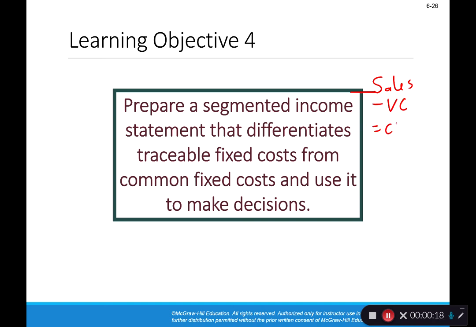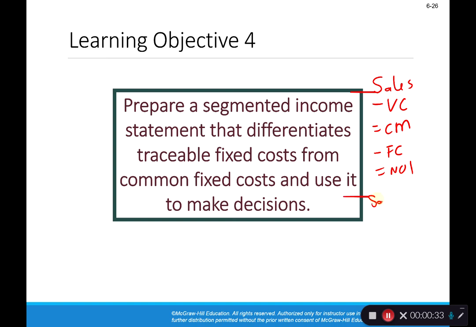Sales minus variable cost equals contribution margin minus fixed cost equals NOI. That's the traditional contribution margin income statement. So segment margin just breaks up those fixed costs into traceable and common fixed costs.